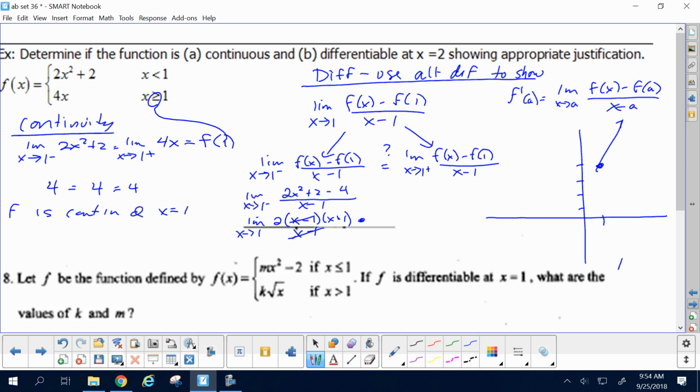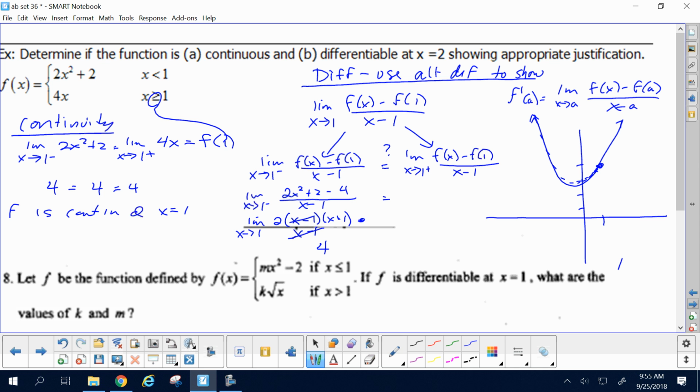What's the derivative, or the slope, or the limit? It is 4. It is 4, okay? Now, just so we're clear, x squared plus 2.